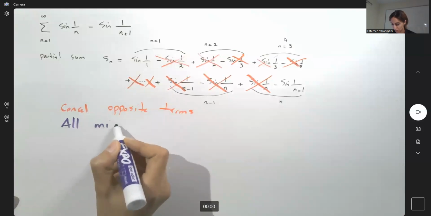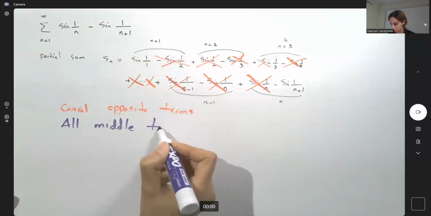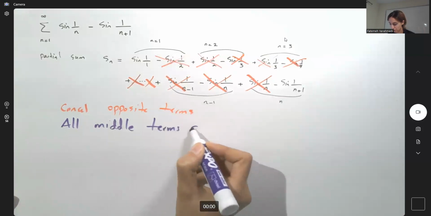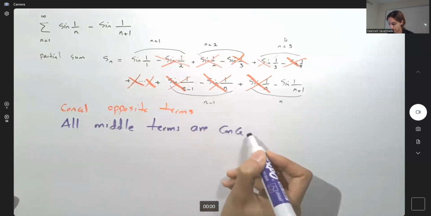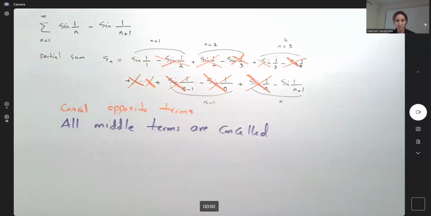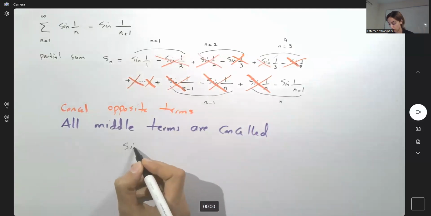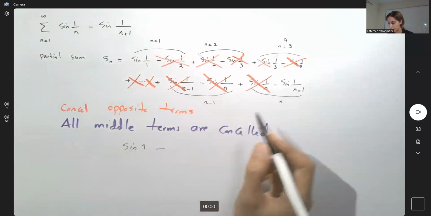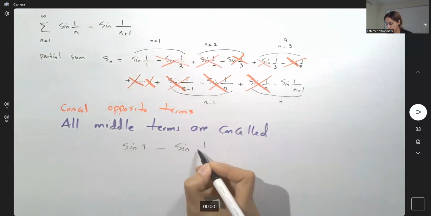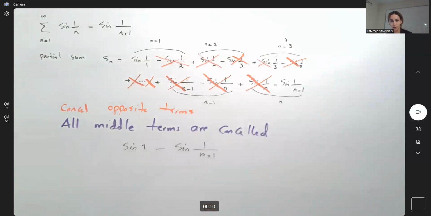All middle terms are canceled. So what's left? Sine of 1 over 1, which is sine of 1, minus sine of 1 over n plus 1.